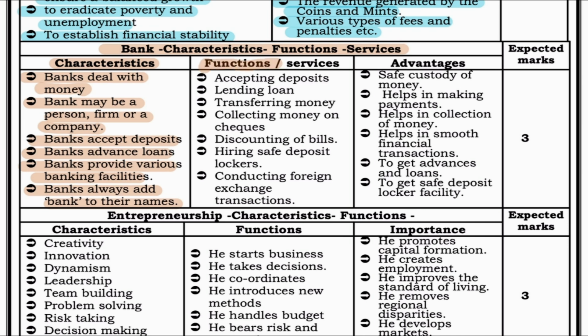Functions or services: accepting deposits, lending loans, transferring money, collecting money on cheques, discounting of bills, hiring safe deposit lockers, conducting foreign exchange transactions. Advantages: safe custody of money, helps in making payments, helps in collection of money, helps in smooth financial transactions, to get advances and loans, to get safe deposit locker facilities.